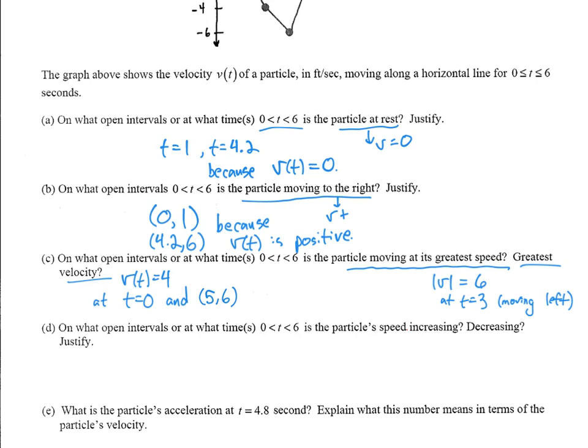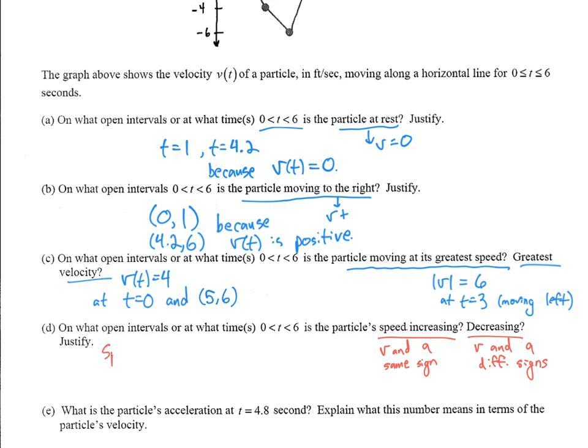The next question asks us to find where the particle's speed is increasing and where it is decreasing. Recall from previous questions that speed increases when the velocity and acceleration have the same sign, either both positive or both negative, and speed is decreasing when the velocity and the acceleration have different signs. One is positive and the other is negative, or vice versa.